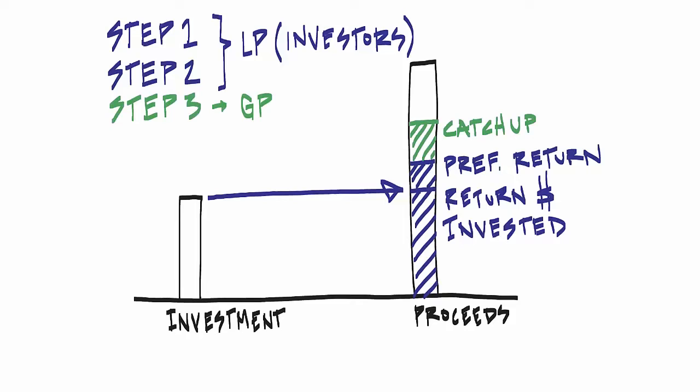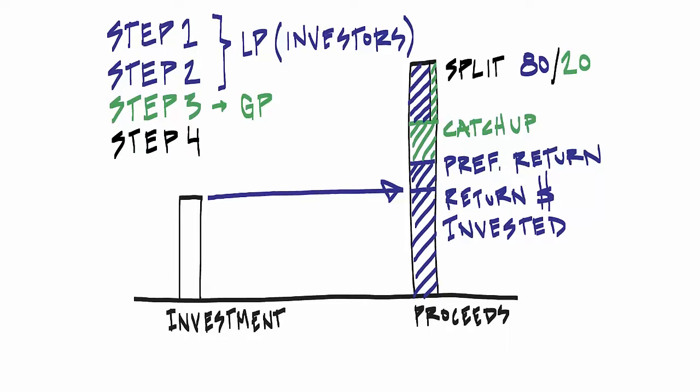Next, under step 3, we have the catch-up. This is paid to the general partnership and is generally equivalent to 20% of the cash inflows from step 2 and 3, or the cash inflows from step 1, 2, and 3. And we'll explore both of those in videos associated with those templates. After the catch-up, all remaining cash inflows are split between the GP and the LP on an 80-20 basis.